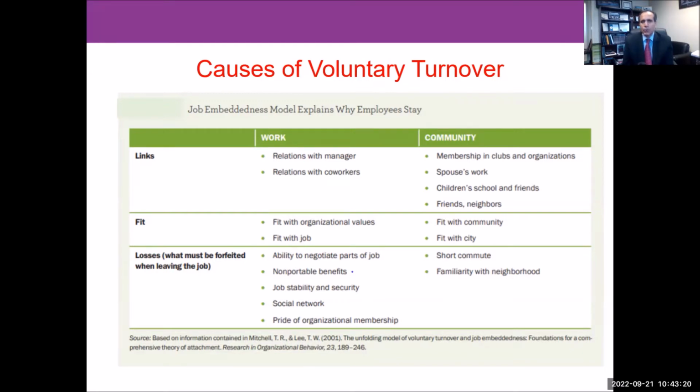And also, the employee sometimes looks at what he or she is going to lose if they leave the organization. So there's a tendency to stay if they can negotiate certain aspects of the job. For example, if you need to drop off your child at a certain hour, hopefully you can negotiate with the manager to come to work after the child is dropped off at school. Job stability and security, social networks, and pride in the organization and working with you in the company, all of that influences a person's desire to stay. In terms of community, hopefully it's a short commute from home to work, as well as familiarity with the neighbors, all of which tend to increase a person's desire to stay by reducing the chances of voluntary turnover.